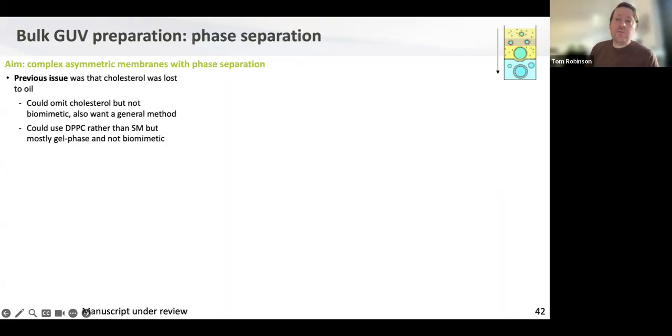So what about phase separation? We can make the membrane even more complex by now introducing phase separation. And for those of you who've tried to use the inverted emulsion method for phase separation, you will know that it's not very reliable.